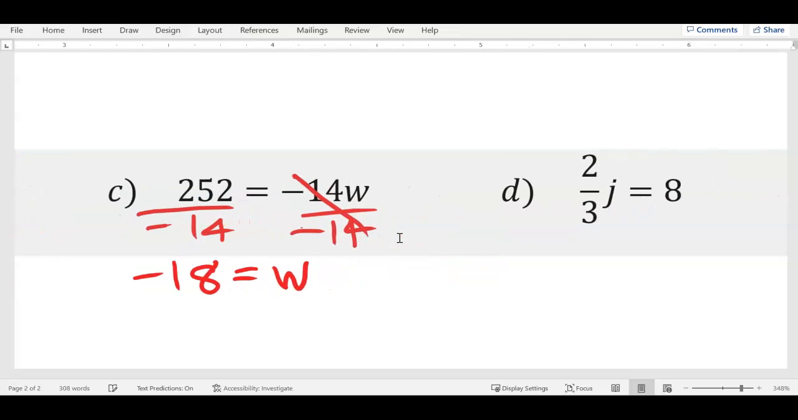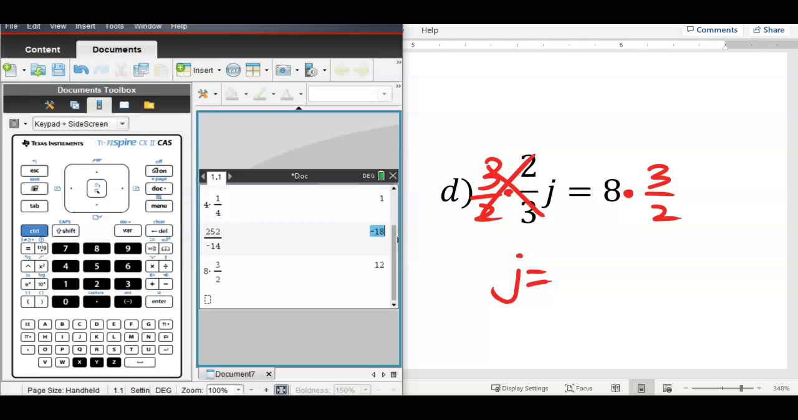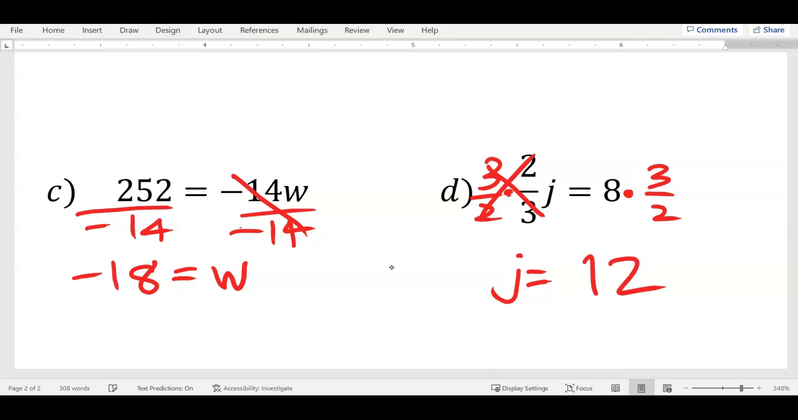Last one. Please remind me, because I forgot. No kidding. But how do I get rid of a fraction? I multiply by the reciprocal, the flip. So flip 2 over 3, what do I get? Put 3 over 2 on both sides. 3 over 2 times, and then times 3 over 2. The original coefficient and the reciprocal cancel out. The 3's and the 2's go bye-bye. And now what's 8 times 3 over 2? With the calculator you can do it, and you get 12.